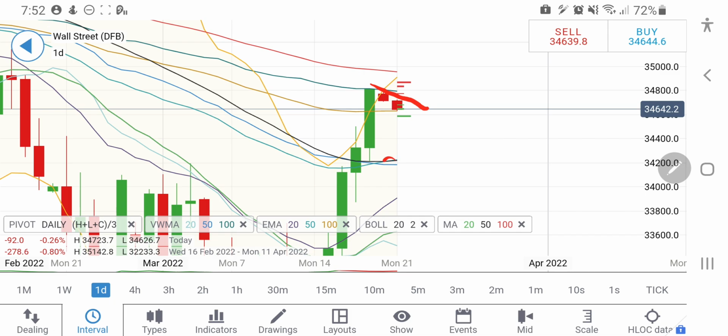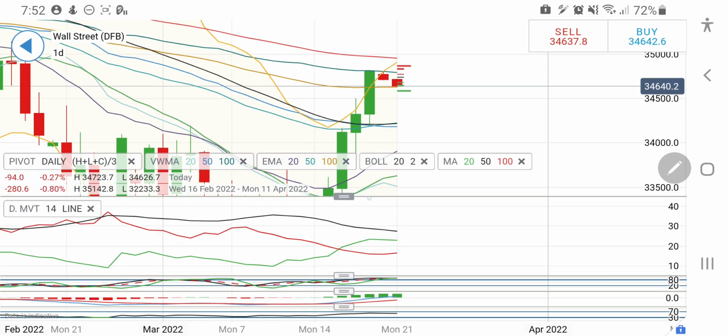The next support, a very strong support, lies at around 34,200. It can come back till here, and below that we may see a good break on US 30, where 33,800, 33,600 zone is very much feasible. So take your positions accordingly.